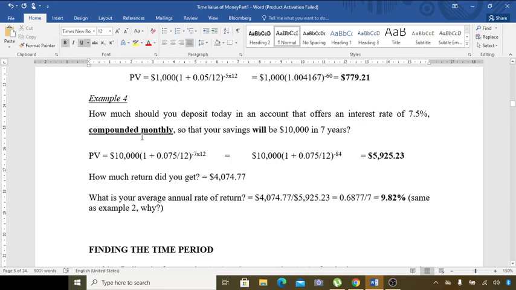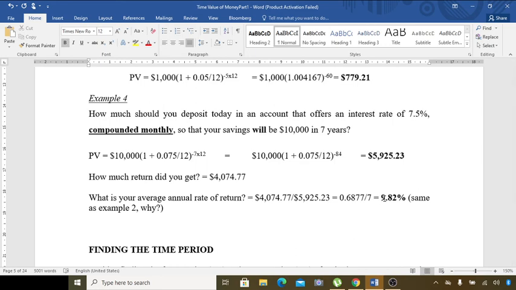Now if we apply a similar calculation as the example earlier, the 10,000 that will be accumulated, minus 5,925, will give you $4,074.77. So this is your return, how much you will get. Now this 4,074.77, if you divide by the initial investment, gives you 68.77%, or 0.6877. If you divide by 7, because 7 years, it gives you 9.82%, which is the same annual rate of return as the earlier example.